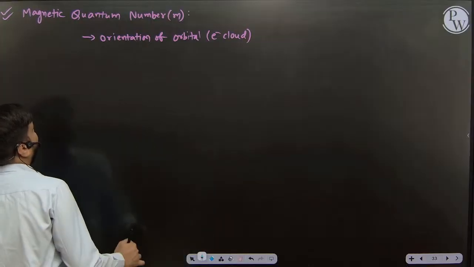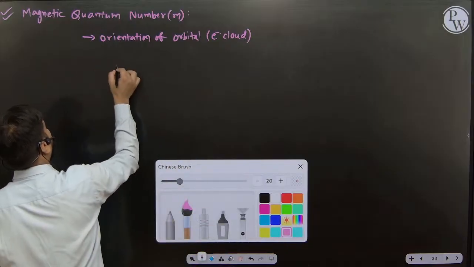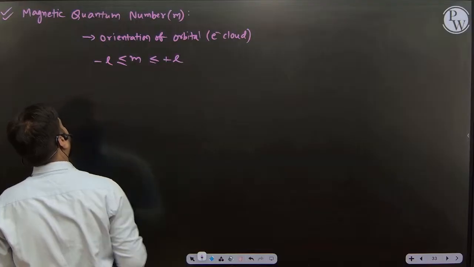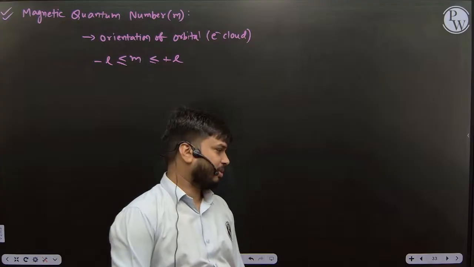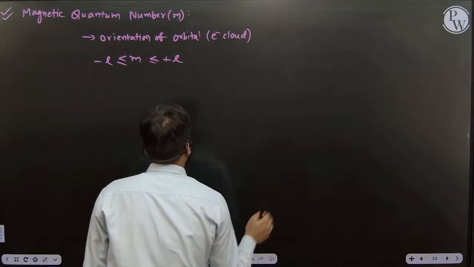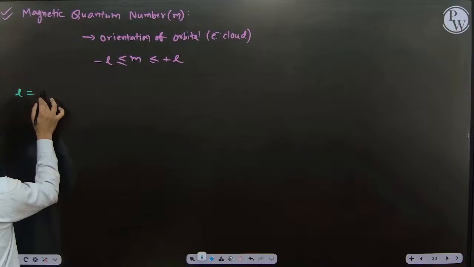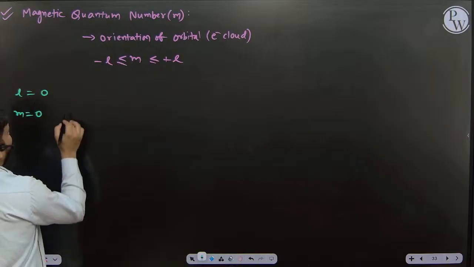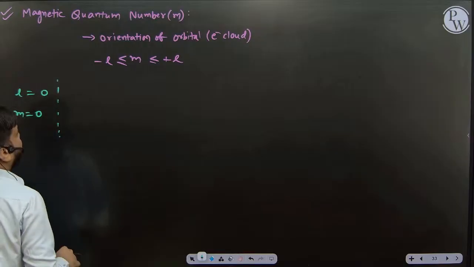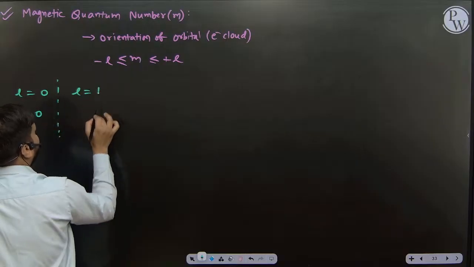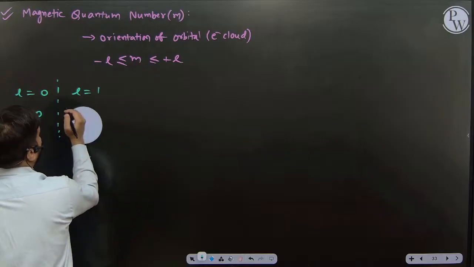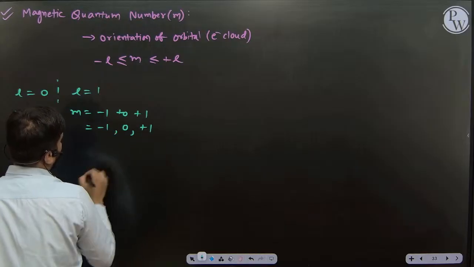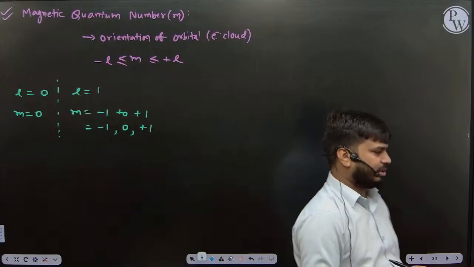So let's talk about it. The value of m, the magnetic quantum number, will be from minus l to plus l, including 0. Let's suppose we have l value 0, then the m value will also be 0. Now, let's say the l value is 1. The m value will be from minus 1 to plus 1. So minus 1, 0, and plus 1.